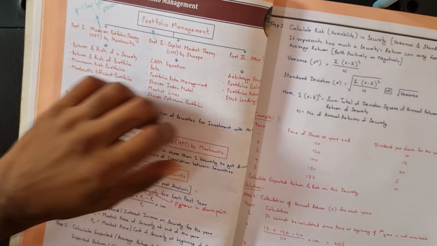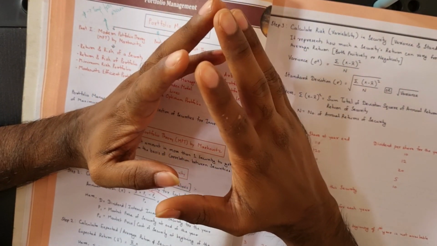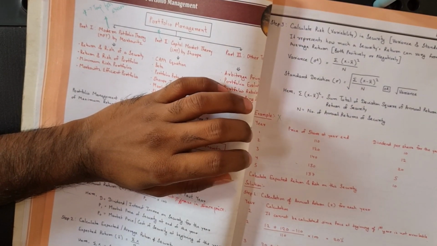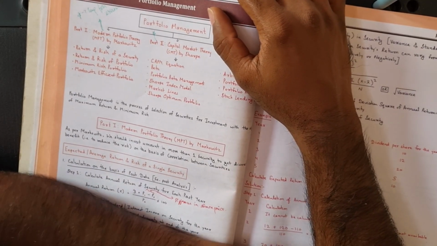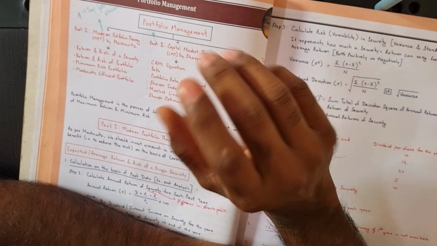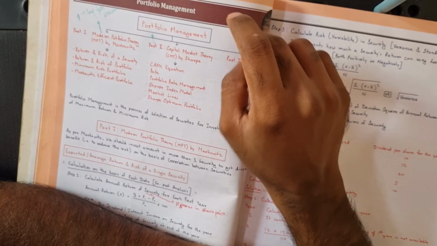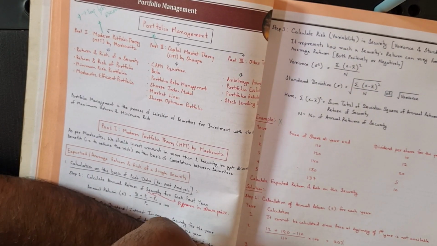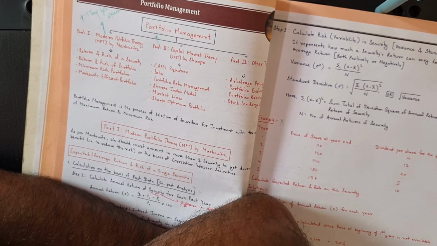So how do you calculate return? If you are investing in a security, how do you calculate return? Let's suppose you invest in Reliance shares. Let's assume that its market value is rupees 100. It's only for example purposes. The market value of Reliance is 100. You invest in that. Now at the end of the year the price has become 120.